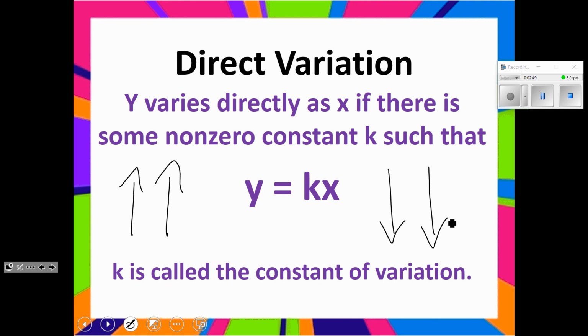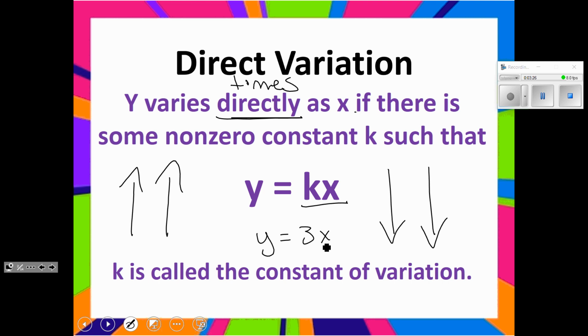Okay? I want you to also think of the word multiplication or times. When I see directly, I want you to think that the constant is being timesed to x. So if y varies directly as x, the constant is being timesed to x. So it might say something like this: y is equal to 3x. 3 would be the constant, which means you happen to be timesing by 3 every single time.